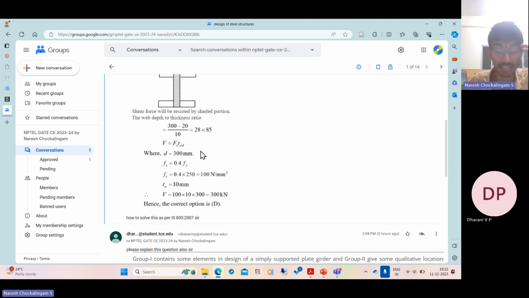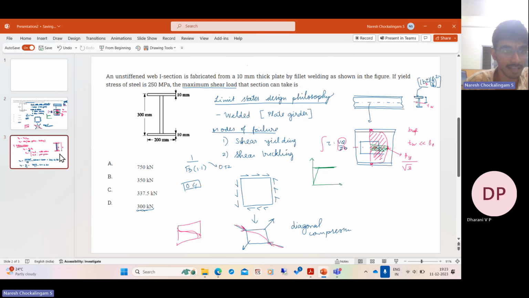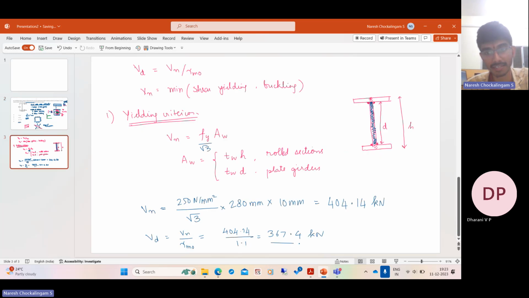So as per the current codal procedure, the factor is 1 by root 3 into 1.1, right? And their factor is 0.4. This comes out around 0.52. Whereas, as per the working stress method, it is more conservative. It predicts a lower value of strength. But as per the current code, it is 367.4.